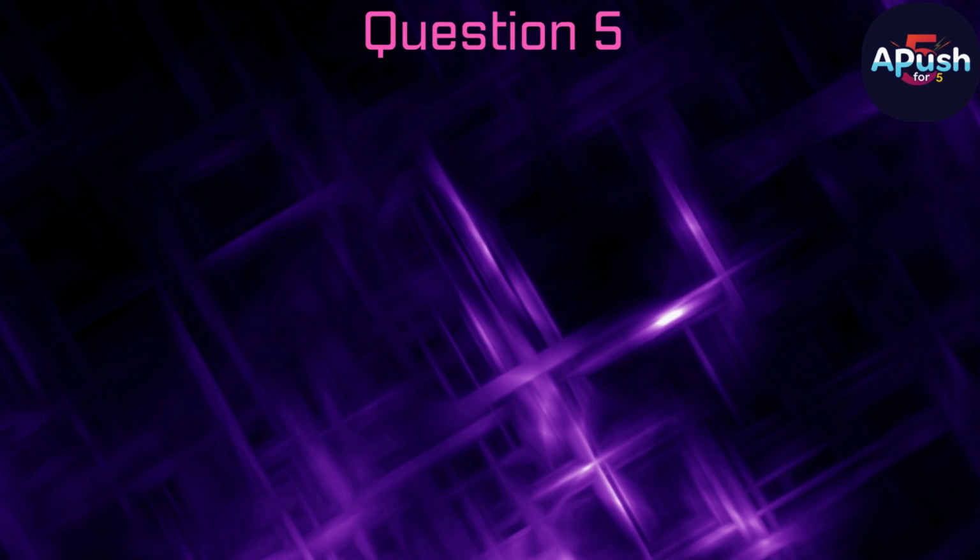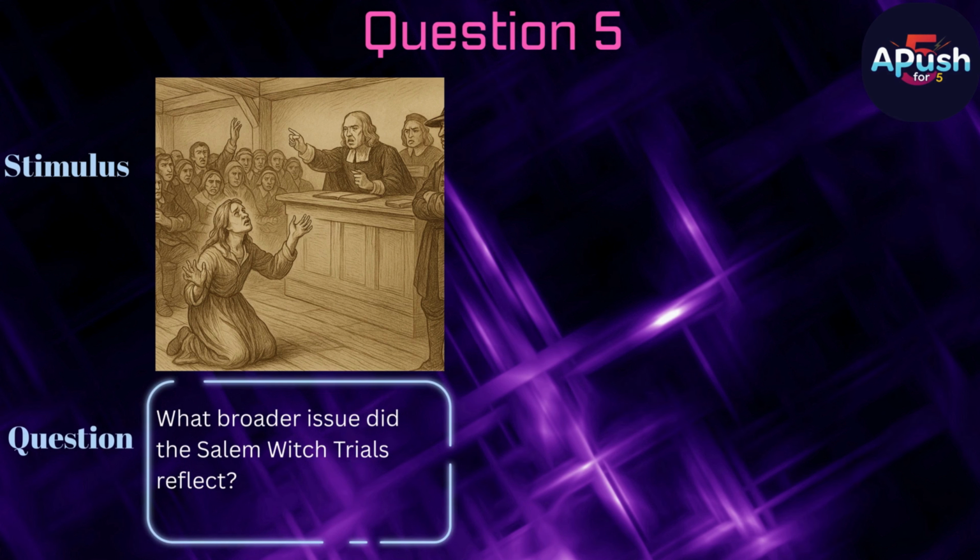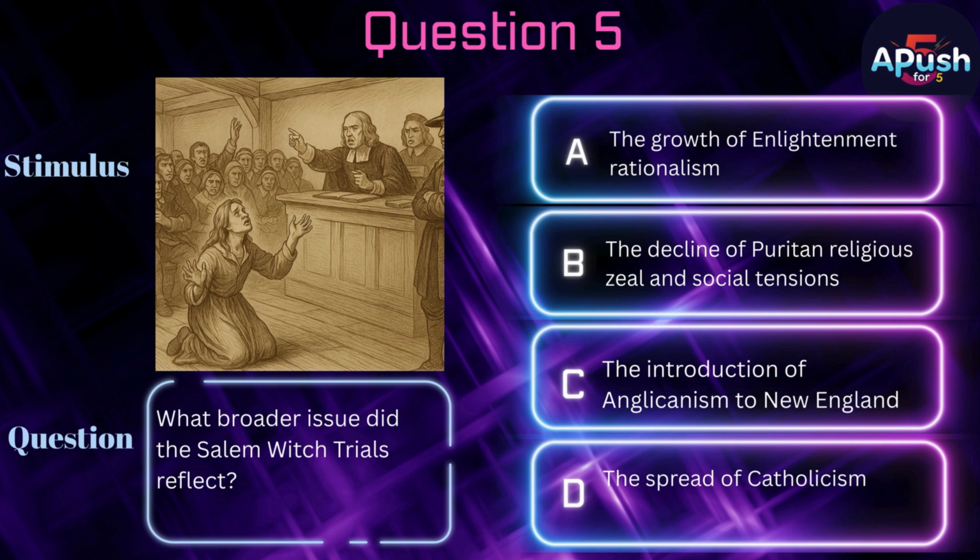Question 5. Stimulus. See the image. Question. What broader issue did the Salem witch trials reflect? A. The growth of Enlightenment rationalism. B. The decline of Puritan religious zeal and social tensions. C. The introduction of Anglicanism to New England. D. The spread of Catholicism.